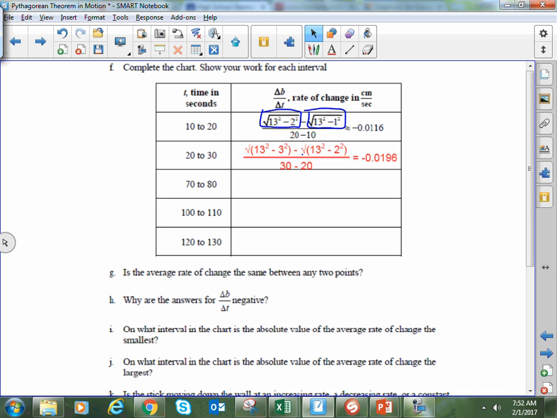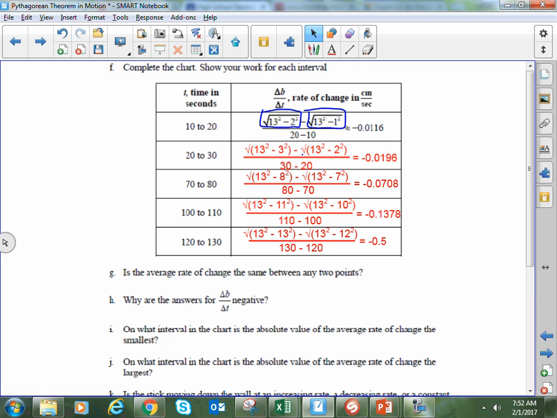But moving to the next one, I would get a rate of change of negative 0.196. The next one would give me a rate of negative 0.708, negative 0.1378, and finally for the last one, negative 0.5.